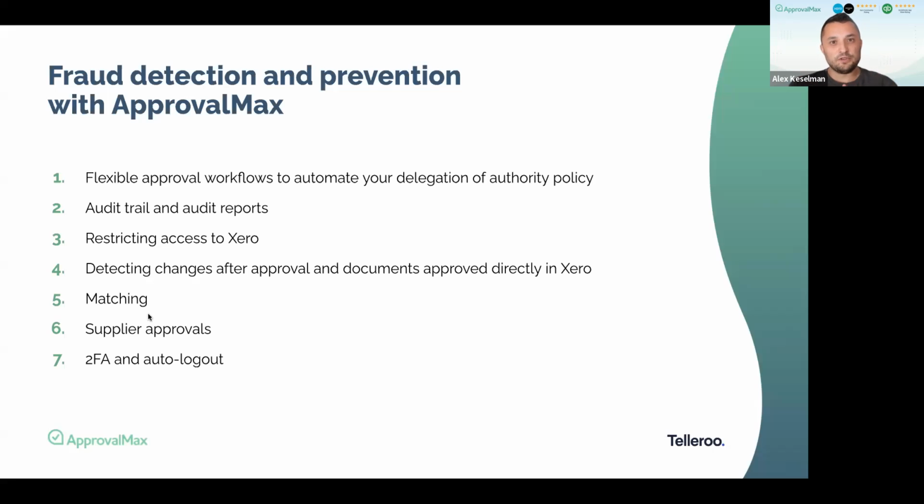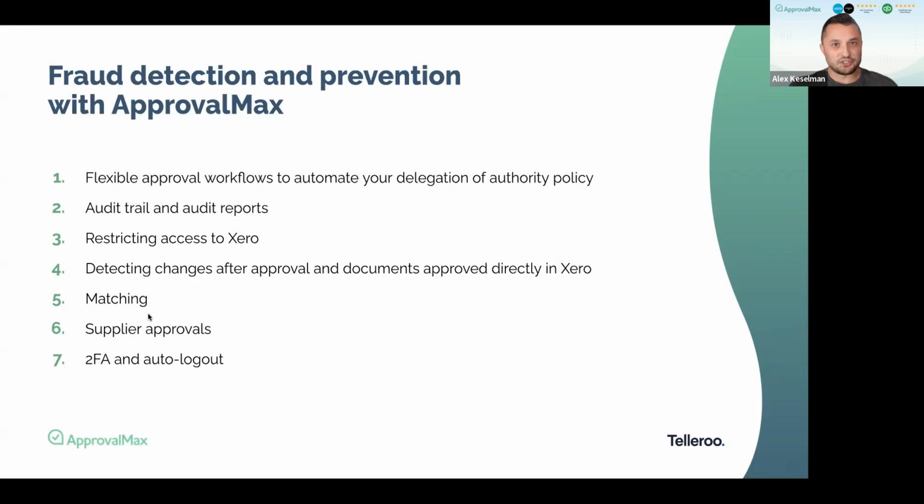Same thing goes for the changes that were made after the final approval. So imagine you've raised a purchase order, it went through all approval steps, everyone agreed that everything's fine. Now this purchase order is sitting in Xero under the approved section, and someone who has access to Xero will change things. Maybe they will change the supplier, or maybe they will change an amount or something like that. So in case you would like to keep track of such things, ApprovalMax will allow you to do that.